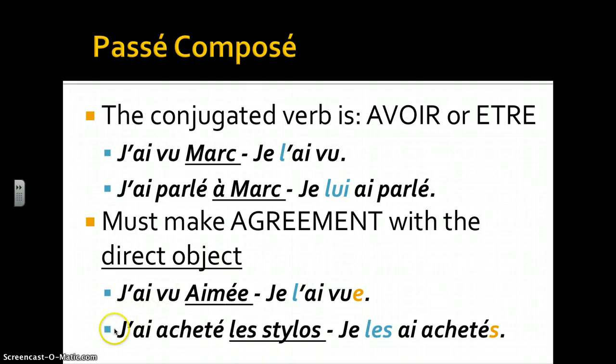Here's another example. J'ai acheté les stylos. I bought some pens. I bought them. I need les because stylo is plural. It goes in front of my conjugated verb avoir, et. So, je les ai achetés. And because the stylo is plural, I added an S. So this agreement matches my object pronoun.